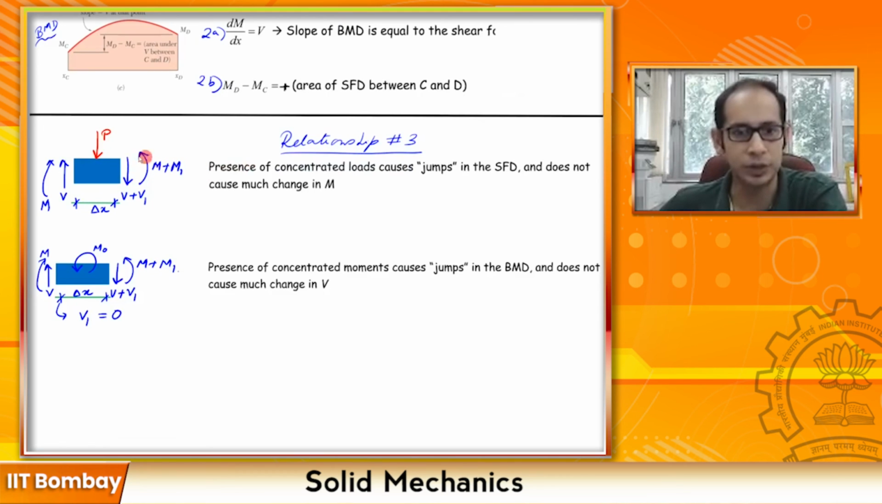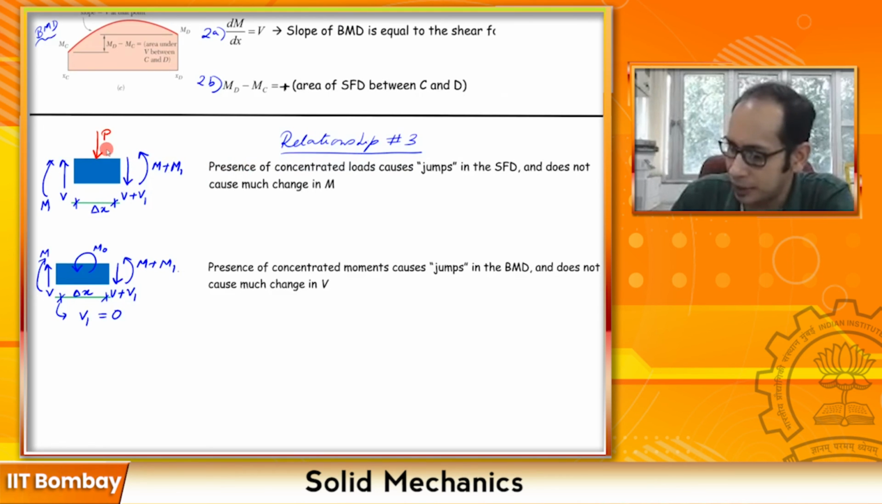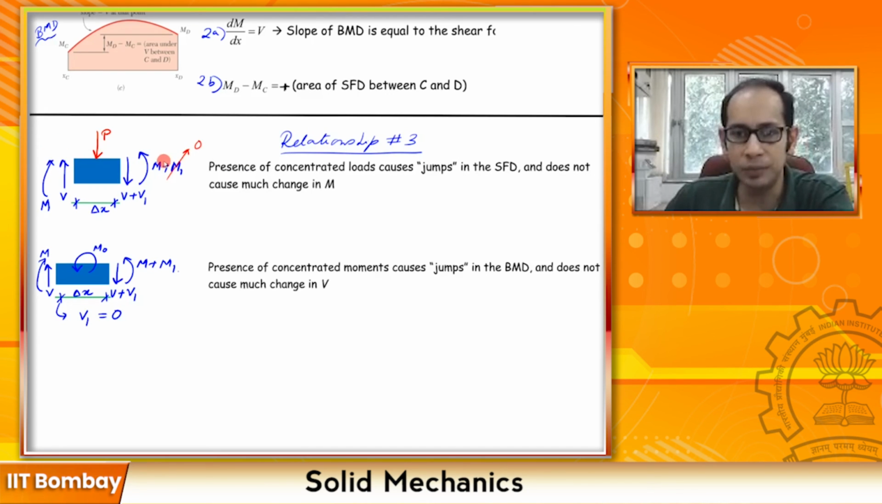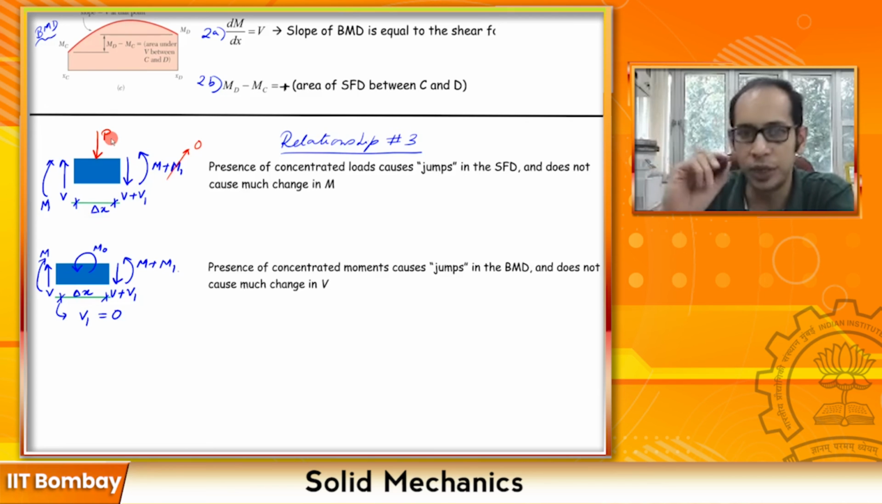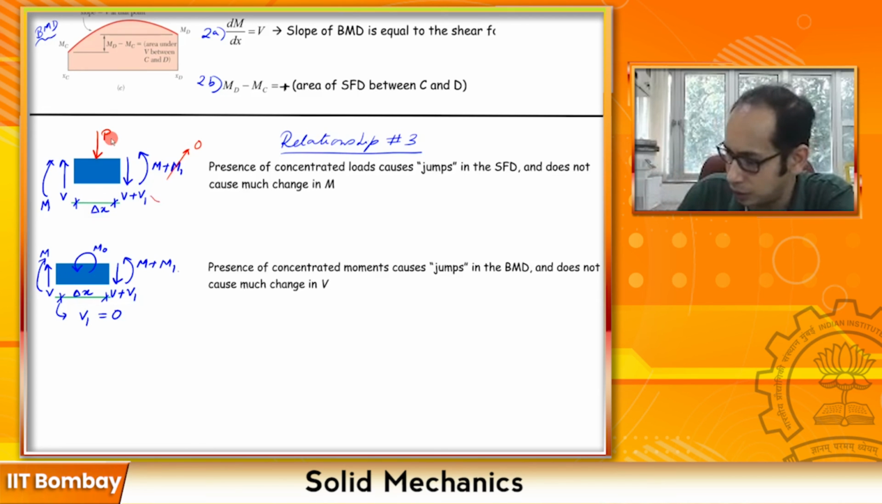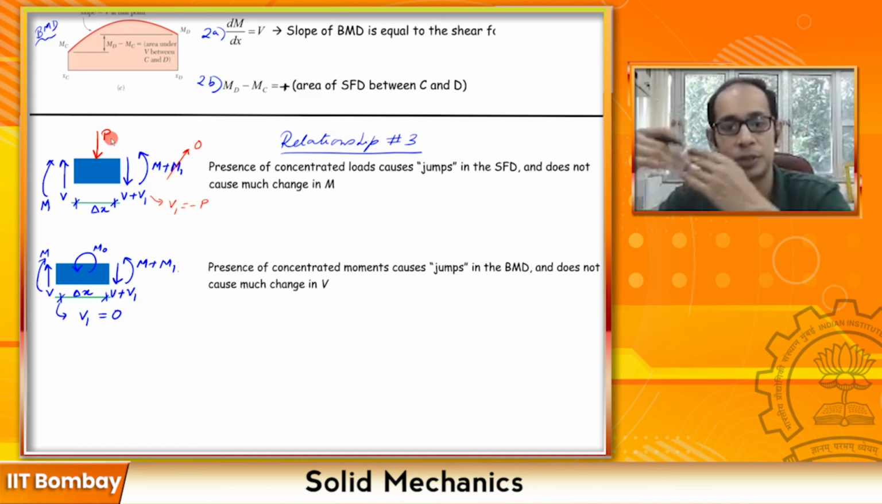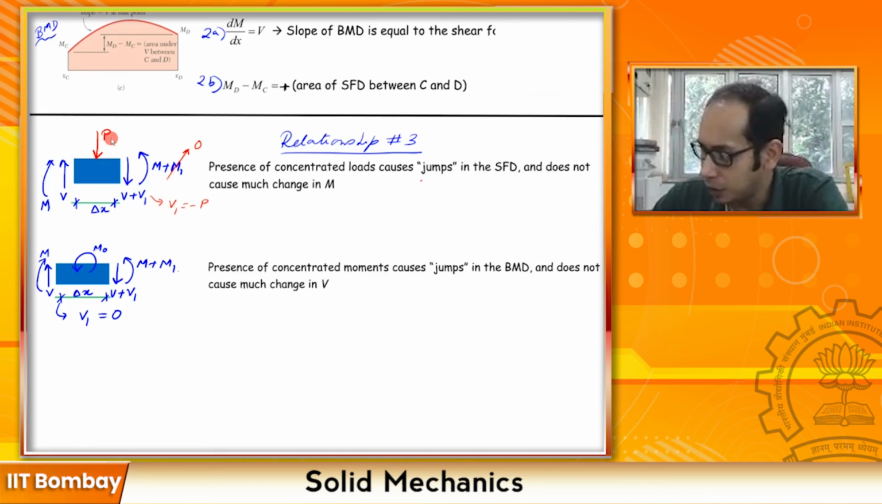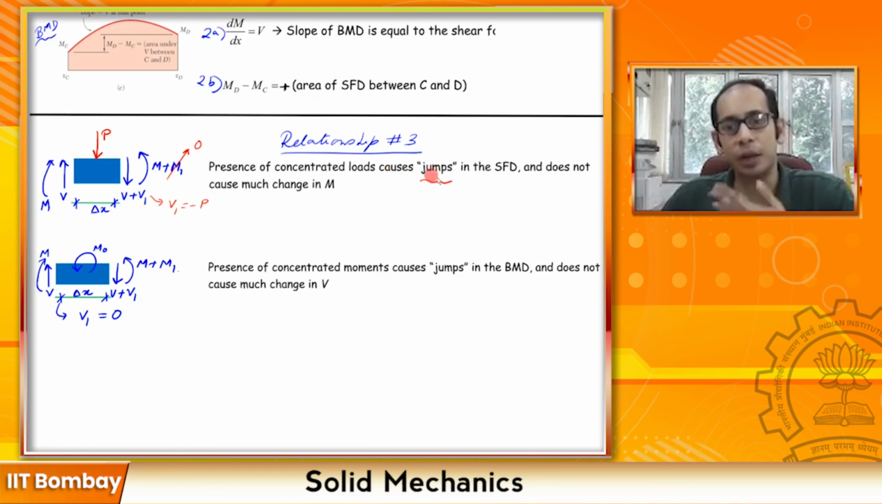So when you have a concentrated load, what we saw is that your M1 tends to 0. So essentially on both sides of the beam, you have literally no change of the moment, but V1 is quite appreciable. So V1 was, in this particular case for this direction of the loading, if you look into the detailed video, equal to minus the load. So you have an appreciable change. That means there is a jump in the shear force diagram, right? So essentially, if we just have to read it out, it says that the presence of the concentrated load causes a jump in the shear force diagram and does not cause much change in M.